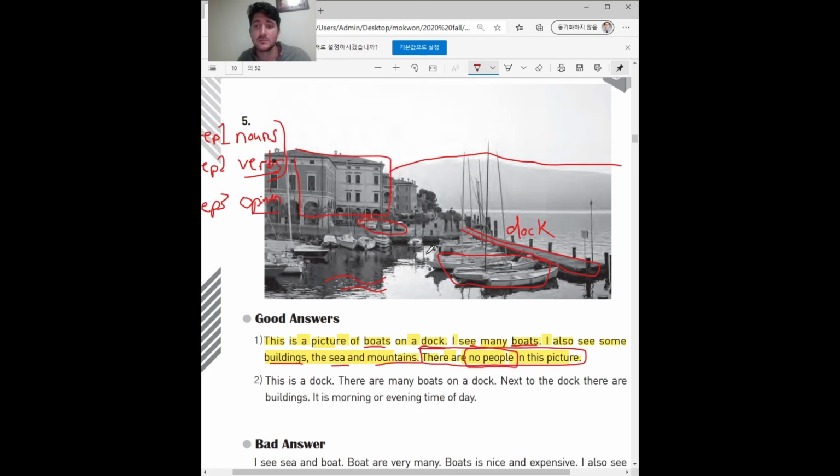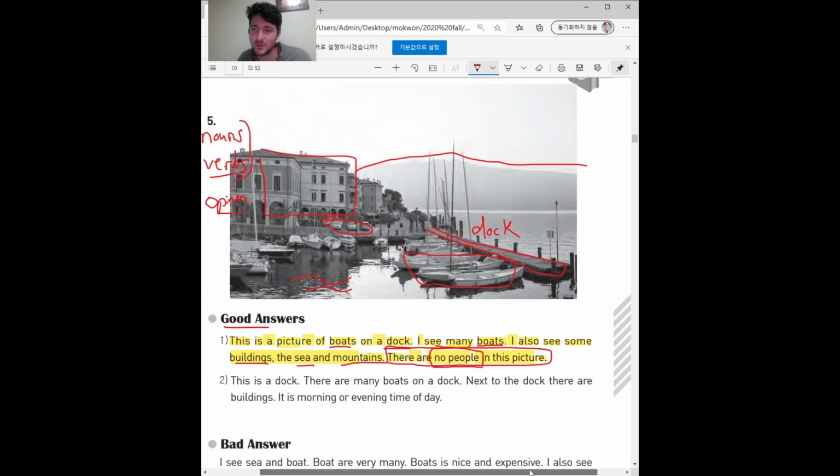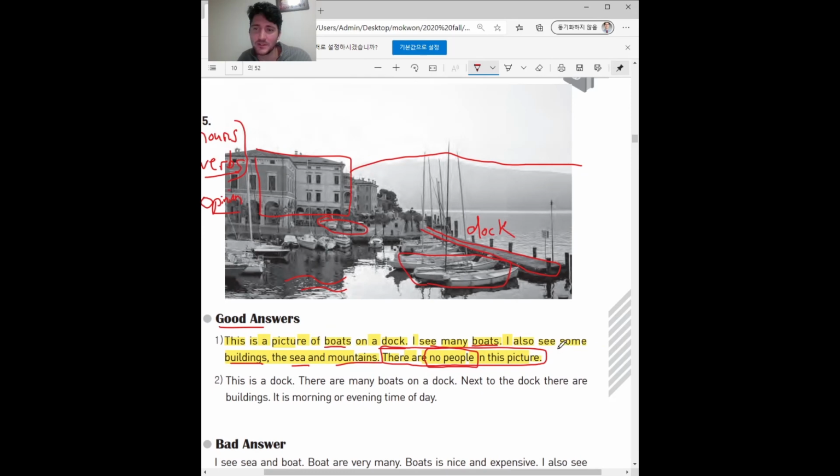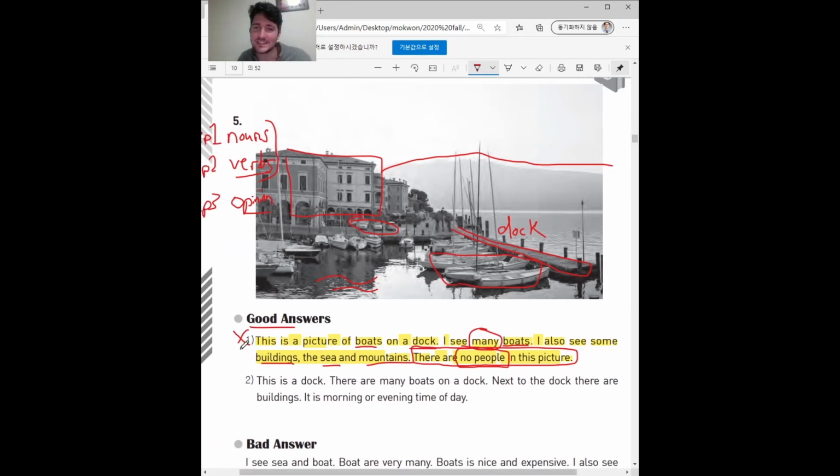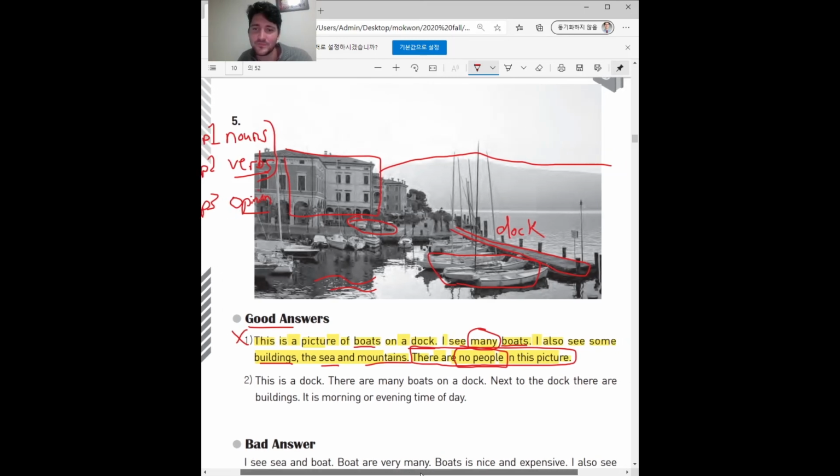사람 없으면 그럼 얘기해 주세요. "There are no people in this picture." It's very good. Again, this is a good answer, but actually we're missing an opinion. There's not really any opinion. 이것만, many boats. Actually, I don't really like this answer. We need step 3. 의견 필요해요. Let's go to number 2.